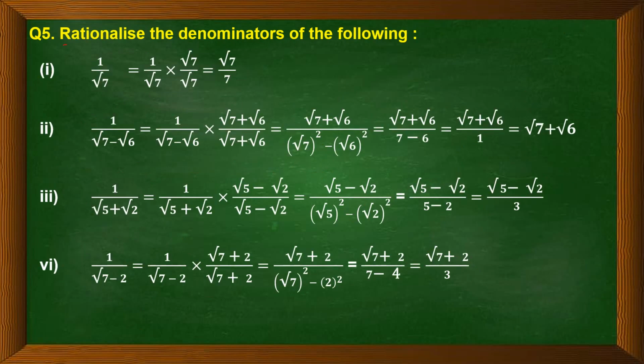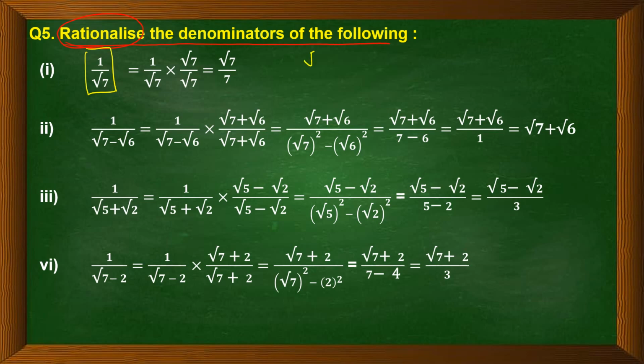Question 5 says, rationalize the denominators of the following. Rationalization means to convert the irrational numbers into rational numbers. So in case of denominators, we have to rationalize it by multiplying by the rationalizing factor. Let us take the first question, 1 upon root 7.